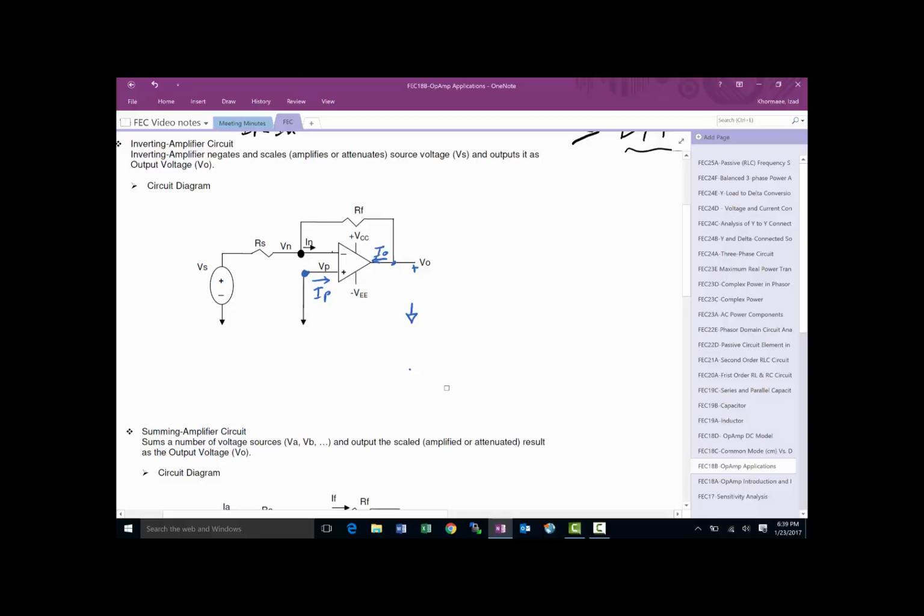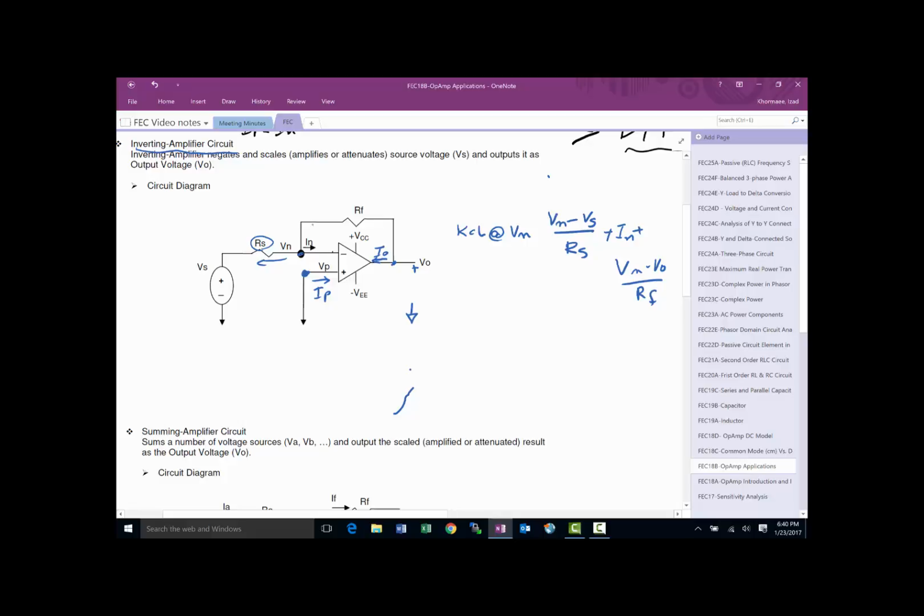As you see here, you have one node, which is here. This is really not an essential node. The only essential node is here, and of course the reference is an essential node. So to analyze this inverting amplifier configuration, we only need to write one KCL at Vn, and that would be Vn minus Vs divided by Rs. That's this resistor here, and that's a current going this way, plus In, plus Vn minus Vout divided by Rf.